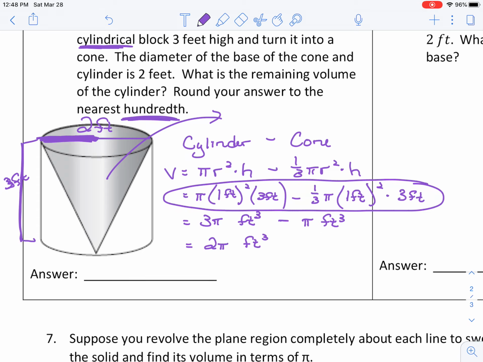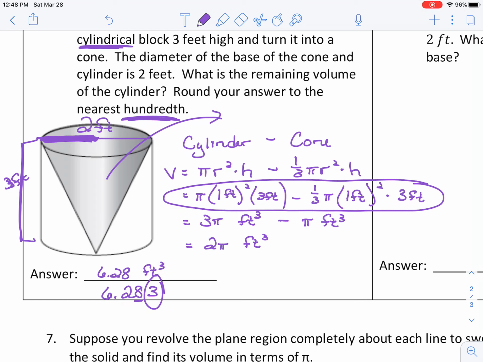Neither of which I want, because it says nearest hundredth. So when I put that in my calculator, it spits out 6 point. The 2 is in the tenths place, the 8 is in the hundredths place. This 3, after the 8, makes it stay the same.